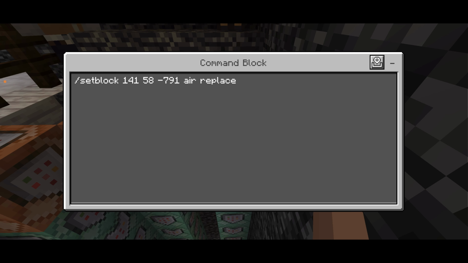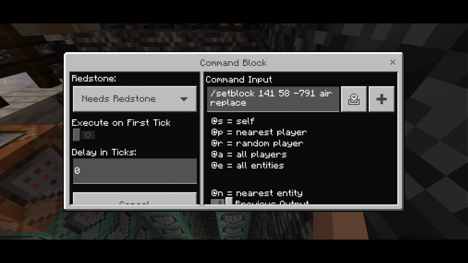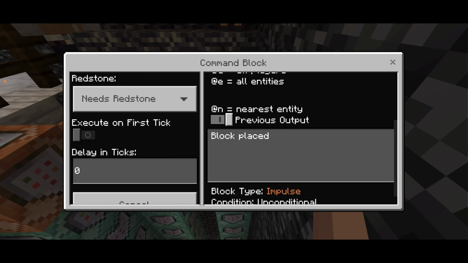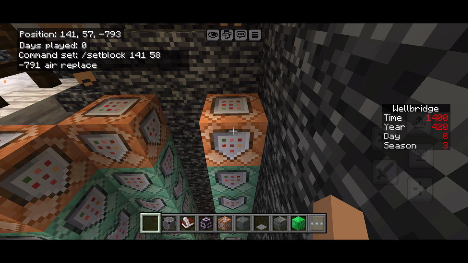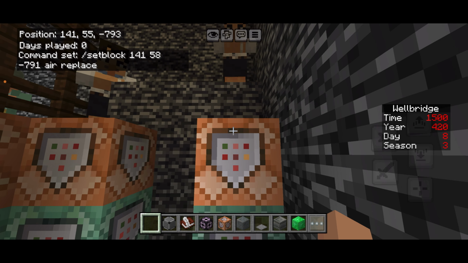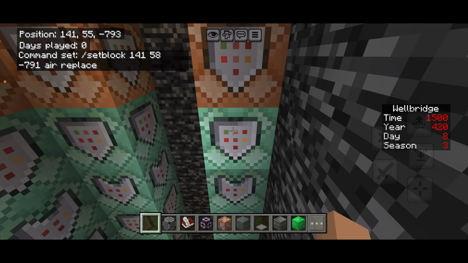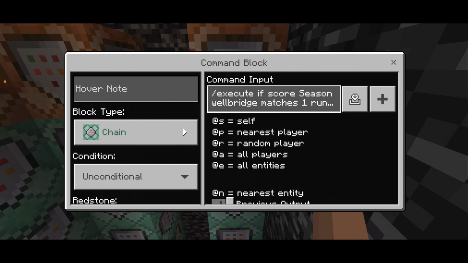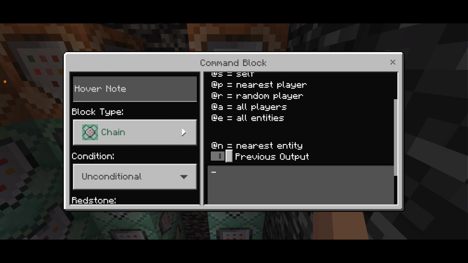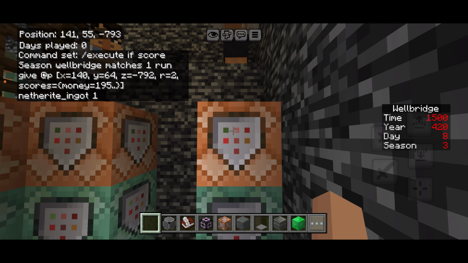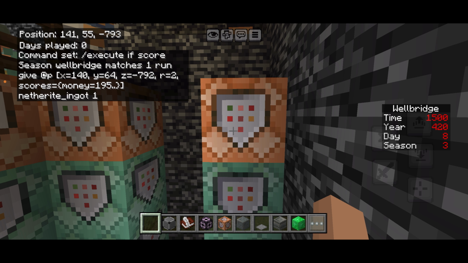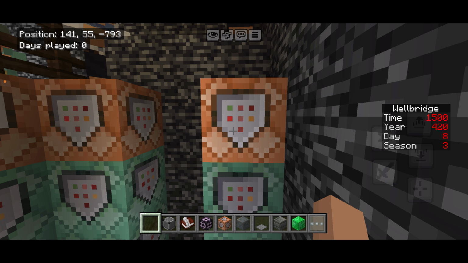And how you can check that too is down here, it will say what the previous output is, block placed. So if you know this is placing the block, then it's not this one that's the problem, right? And this will say what it did last time too, but I have not bought or tried to buy netherite on this world that I'm doing this on. Okay, all right, let's go. Initial command block is done.